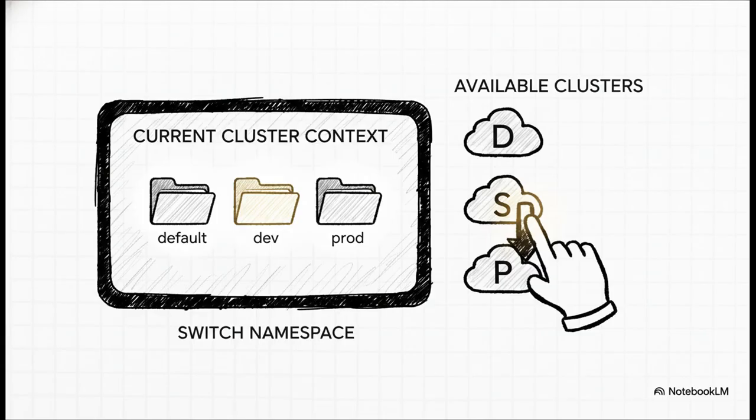First things first, kubectl config get-contexts will show you all the clusters you have set up. To see which one you're talking to right now, use kubectl config current-context. To switch, it's just kubectl config use-context. This is so critical for avoiding big mistakes. You can also set a default namespace for your current context, which will save you a ton of typing.